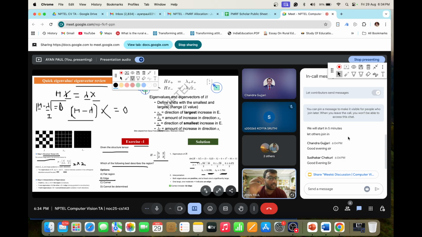Third is corner, which means both lambda values will be high. In this example, if both are closer to 6, then we can say it is a corner point. As one is coming 6 and another is coming 1.7, that means lambda 1 is 4 or 5 times lambda 2. So your first lambda value is significantly larger than your second lambda value, so that is why it is an H. Okay.